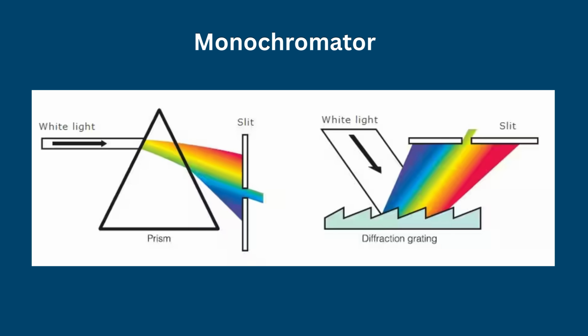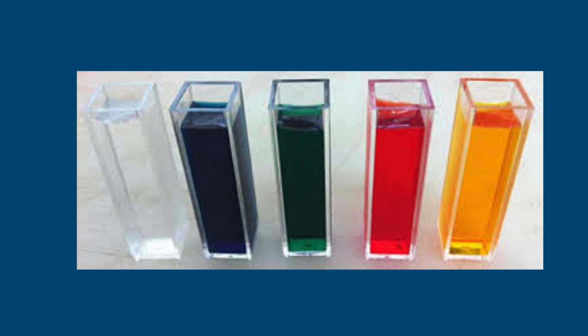Monochromator: selects specific wavelengths using prisms or diffraction gratings, entrance and exit slits, and optical lenses. Sample holder, cuvette: typically quartz for UV measurements, with a standard path length of 1 centimeter.